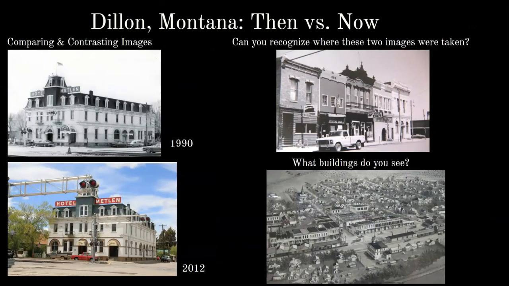This would be an example of how students could use old images and compare them with the new ones that they take themselves or find, as well as analyzing images for familiar places. On the left, we have two pictures of the Metland Hotel, one from 1990 and one from 2012. There are a lot of different details that students could look at in these images to distinguish how things have changed. The images on the right are great for finding familiar buildings.